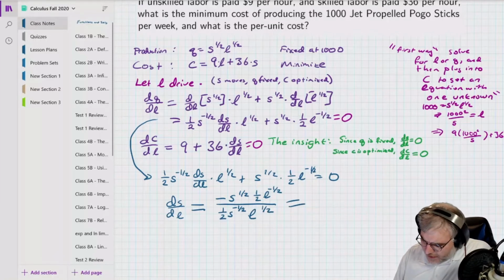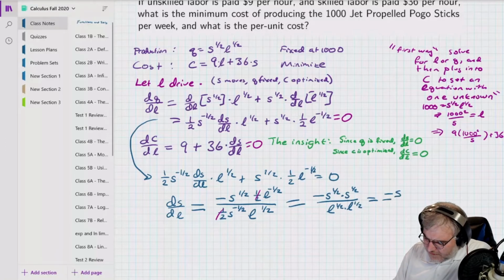When I do that, the 1/2's cancel. And notice here, the S is on the bottom with a negative exponent. I'll move that to the top, and I'll move this one to the bottom. So what I'm going to get is S to the 1/2 times S to the 1/2 with a negative sign in front, over L to the 1/2 times L to the 1/2. I add the exponents together, I get negative S over L.